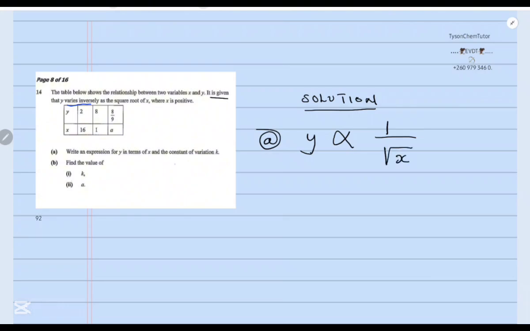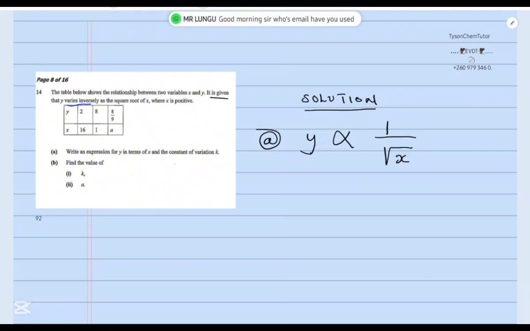If the question was saying y varies directly, then y would vary directly to the root of x. But it is inverse, meaning we have to put 1 over something. So 1 over root of x. That's our variation.